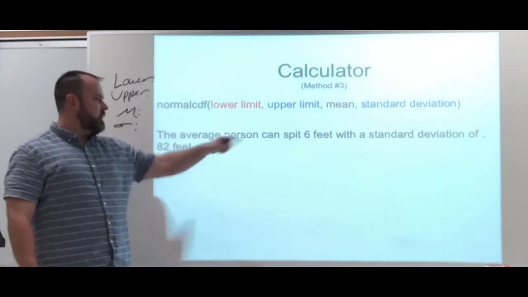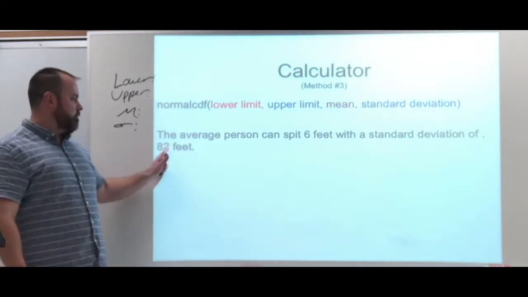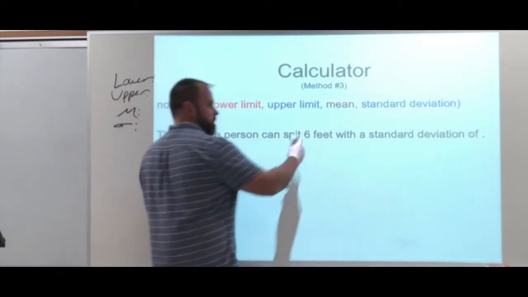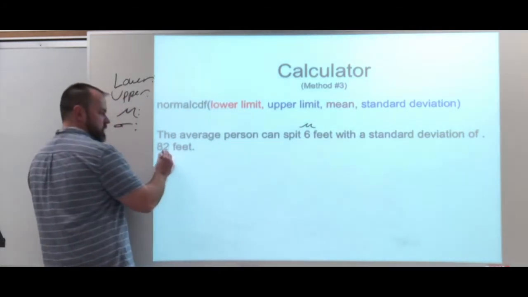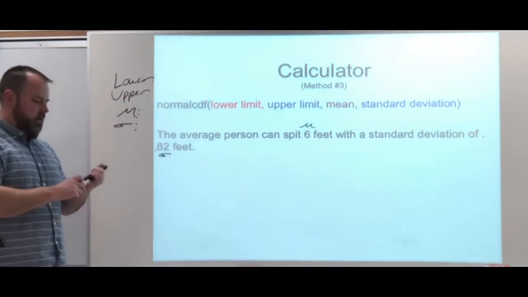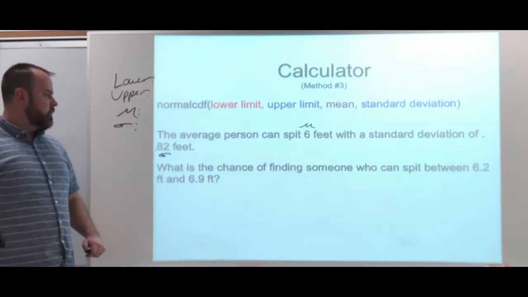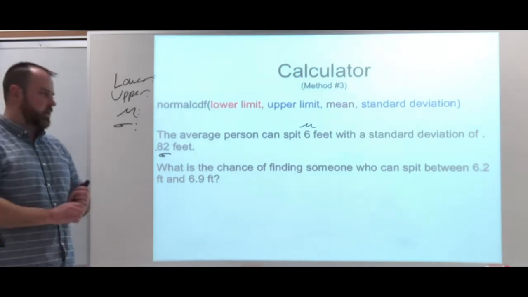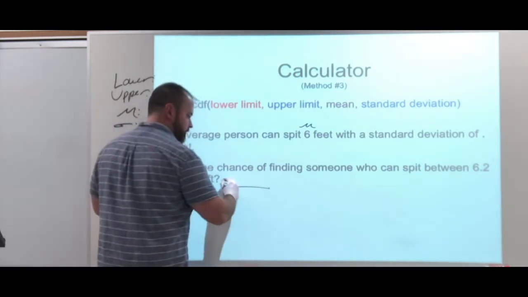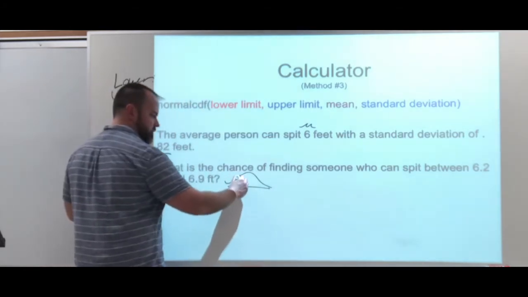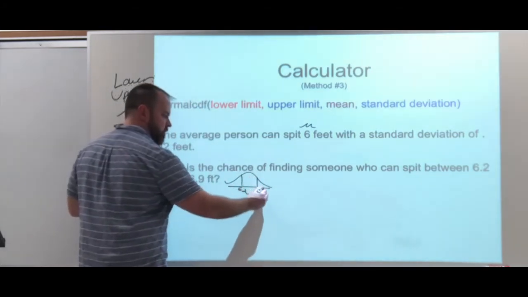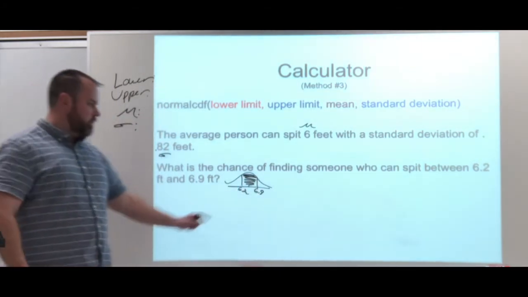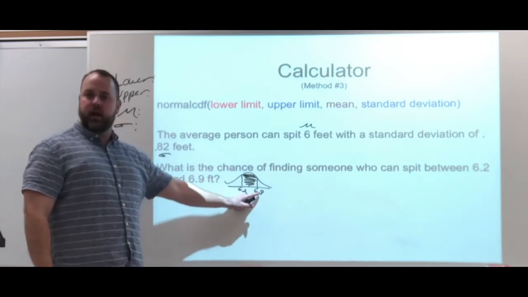The average person can spit 6 feet with a standard deviation of 0.82 feet. So the average person, we have our mu of 6 feet. Sigma is 0.82 feet. The question is, what is the chance of finding someone who can spit between 6.2 and 6.9? If I draw my curve, I have my 6.2, my 6.9, and I'm going in between. Well, right there's my lower and upper bound. It's in between, that's the area that I'm looking for.